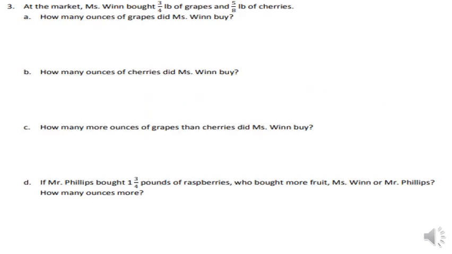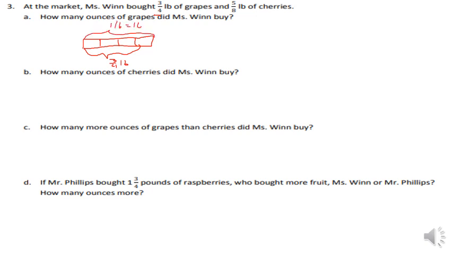3A. At the market, Miss Wynn bought 3/4 pound of grapes and 5/8 pound of cherries. How many ounces of grapes did she buy? Okay, it says here she bought 3/4 pound. So I'm going to go ahead and do a tape diagram. It is 3/4, so we're putting it into 4. She bought 3/4 of a pound. So that means this is 1 pound.